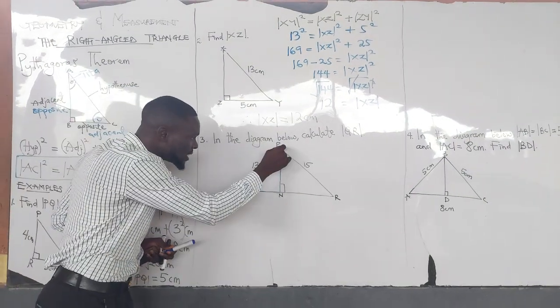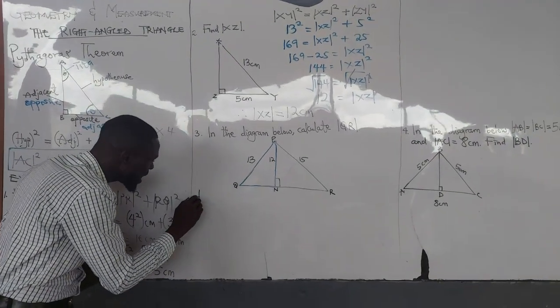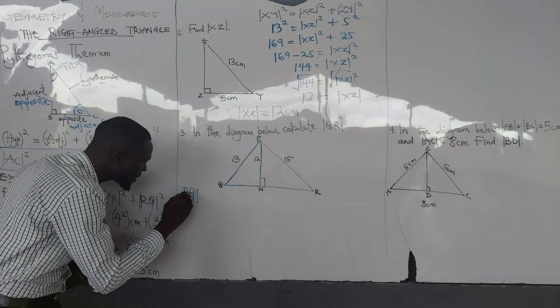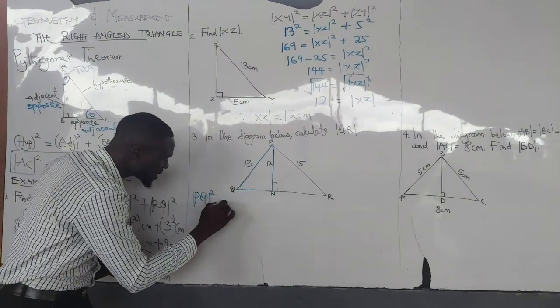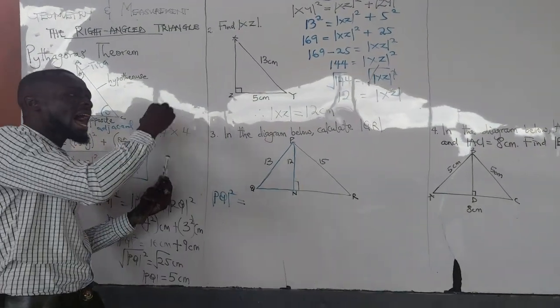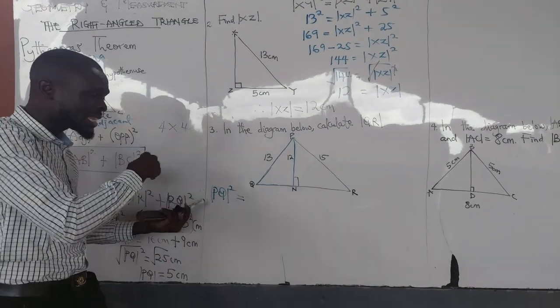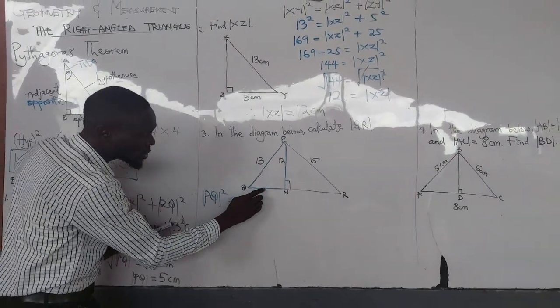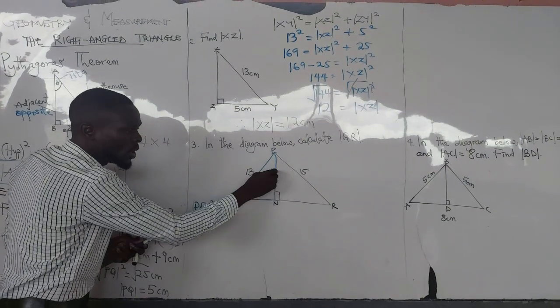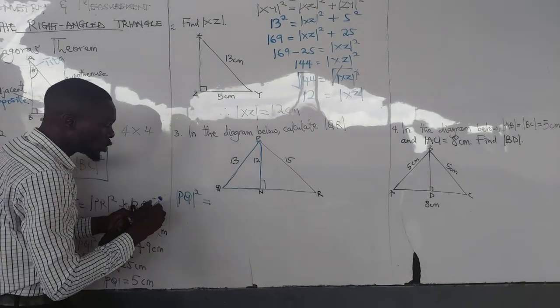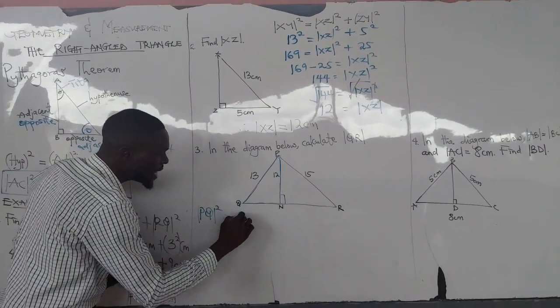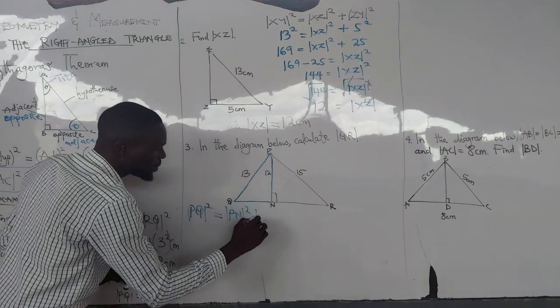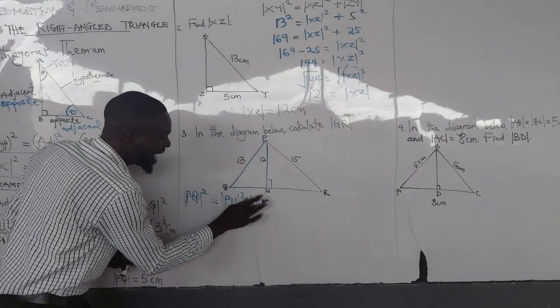The hypotenuse is the longest side. So we are going to say the hypotenuse squared is equal to the other two sides squared. What are the other two sides? The other two sides are this and this. Since we are concentrating on this one, we can say PN squared plus NQ squared.